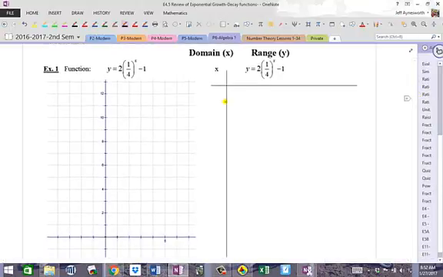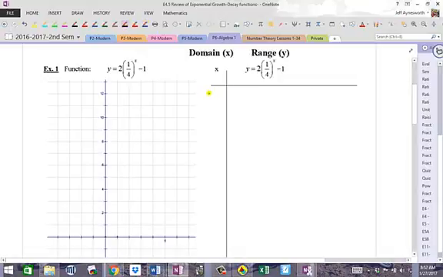Let's start off in the domain and pick some x values. Let's start with -3. So 2 times 1/4 to the -3 power minus 1. We always reciprocate first. So this is 2 times 4, the reciprocal of 1/4, raised to the third power, minus 1.